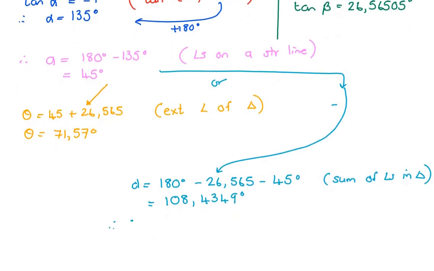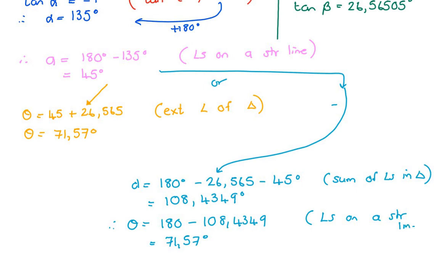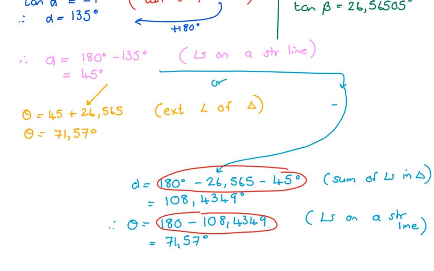And therefore, theta is 180 minus this 108,4349, which is 71,57 degrees. And this reason is angles on a straight line. Now, again, just to remind you, I normally in an exam won't write that. There's nothing wrong with doing both of those in your calculator. It also helps to keep these questions quite short.